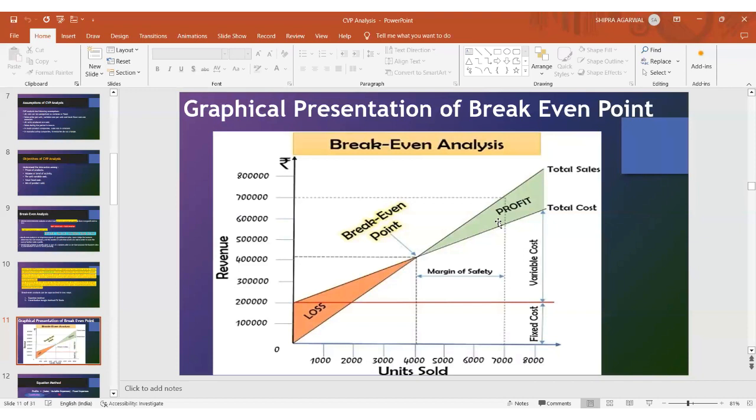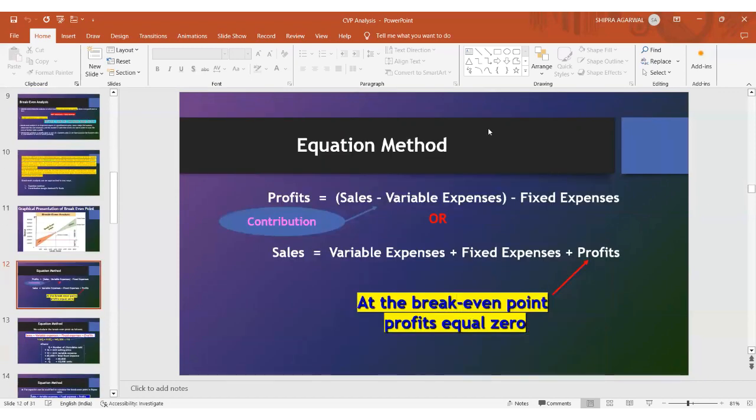Now, there is another concept known as margin of safety. Anything which is beyond the break-even point, up to the level of my actual sales, is known as my margin of safety. If my present sales is at this point, then my margin of safety will be this much. This is how we present and understand the break-even point graphically.